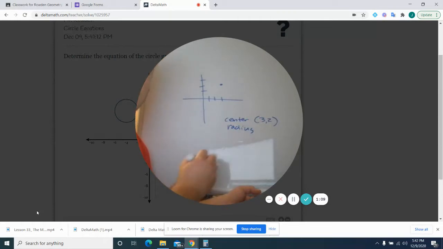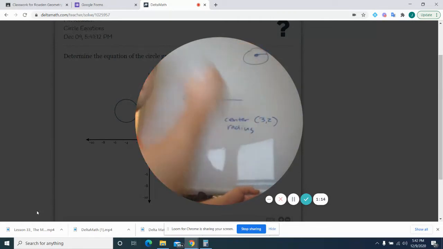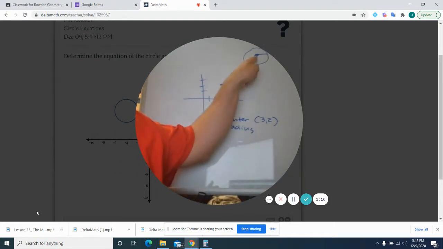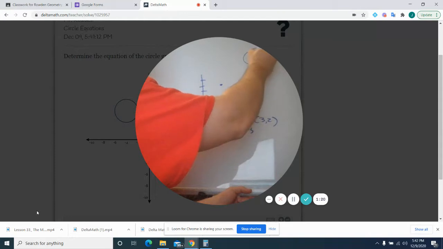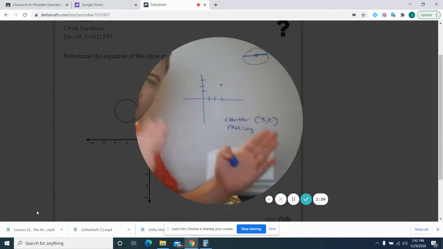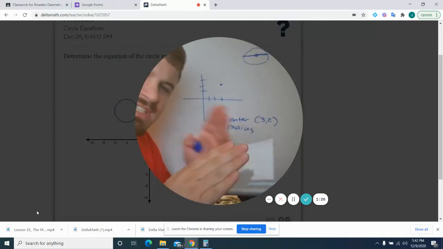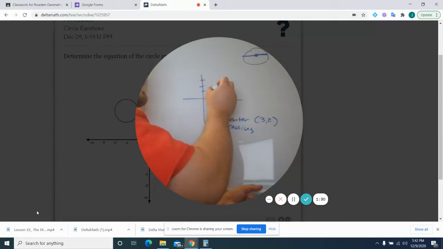And then the next thing you want to figure out is the radius. Now remember, anytime you have a circle, the radius is the distance from the middle to a side. The circumference is the distance from one side passing through the center to get to the other side. So circumference is all the way across. Radius is just from the center to a side.